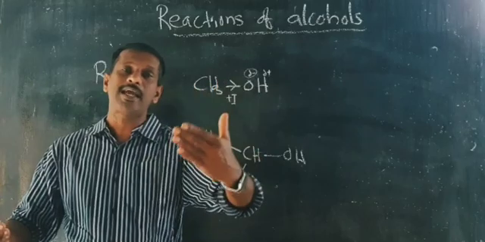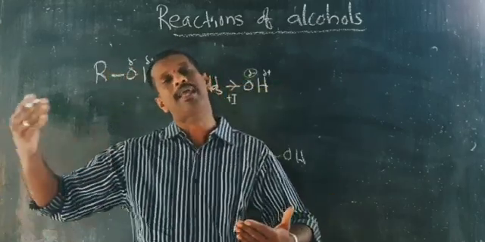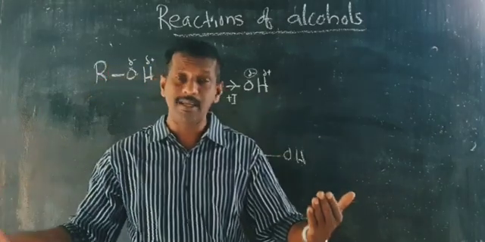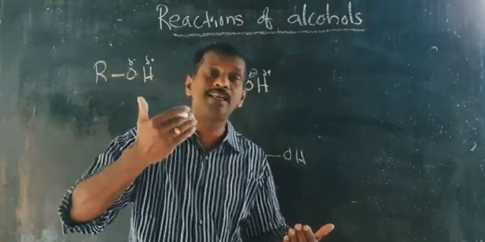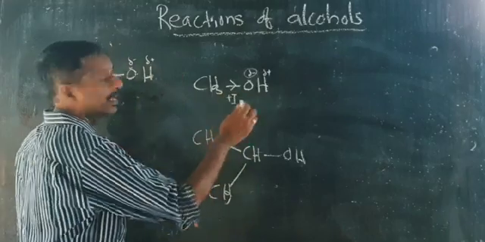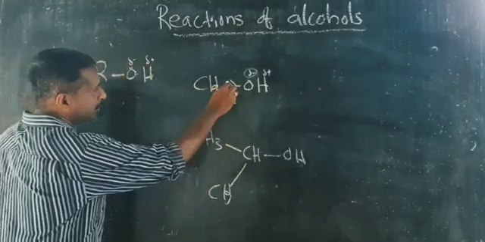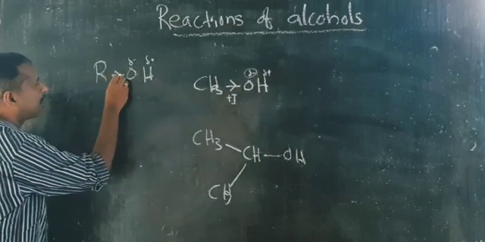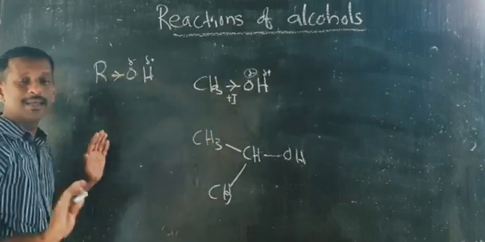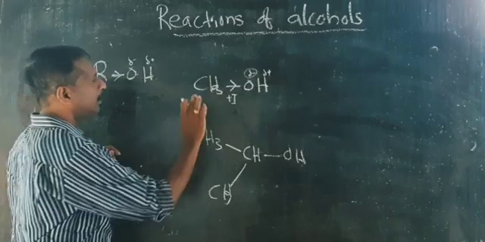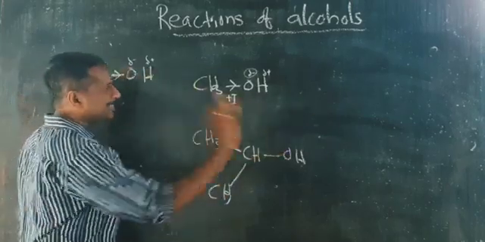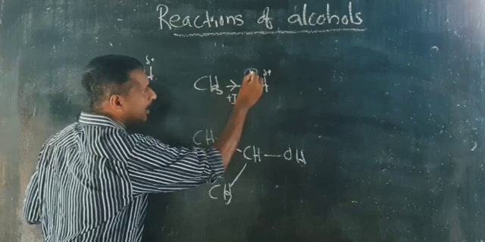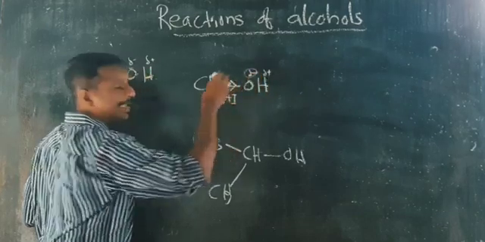They will not show the other properties of a strong acid. Of course, they can react with metals, but they cannot react with alkalis or metal carbonates. That means they are very, very weak in nature. Now look here, why they are very weak in nature. We know that the alkyl groups have an electron pushing effect, that means the plus I effect. Because of the plus I effect, the electron density around the oxygen atom will increase.